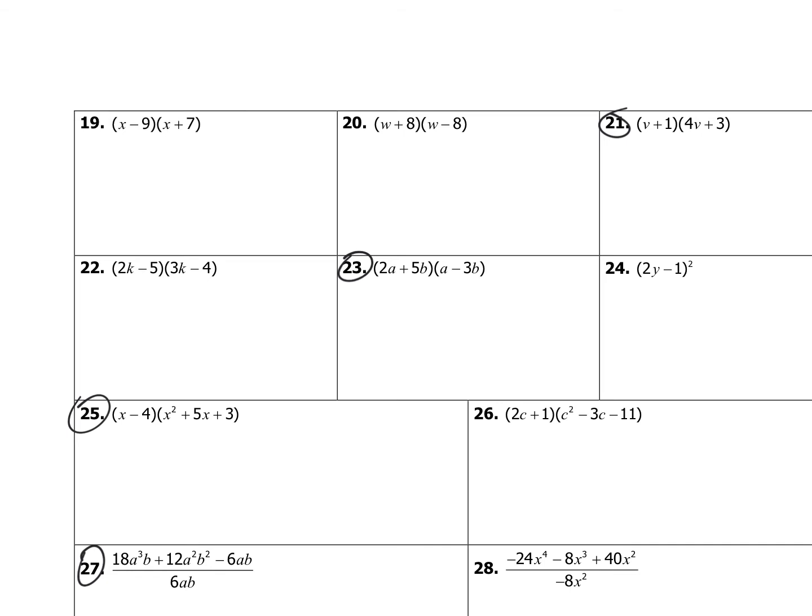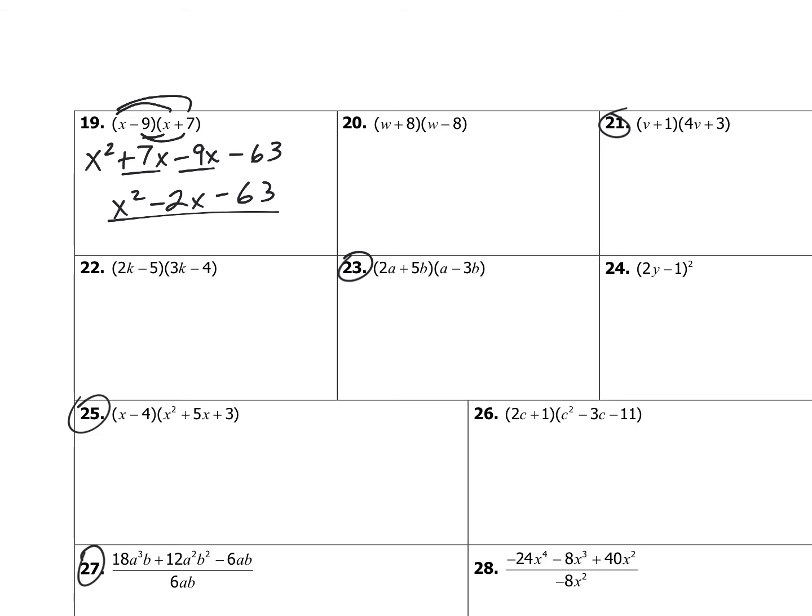All right, so like I was saying, all we're doing is distributing here. x times x is x squared. x times 7 is 7x. Negative 9 times x is negative 9x. And negative 9 times 7 is negative 63. Now we can combine the two x terms. So x squared minus 2x minus 63 is your answer. That's simplified. That is a standard form trinomial. And the reason I know it's standard form is because it starts with the highest exponent and it goes in descending order. So x squared, x, and then no exponent, or no variable.